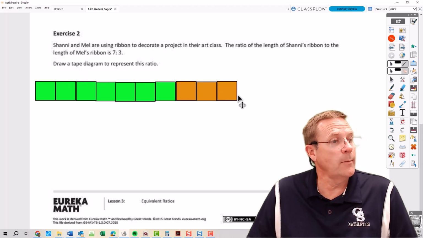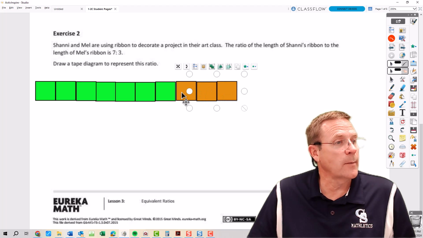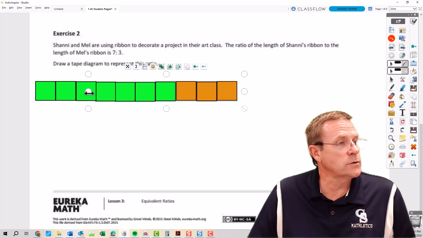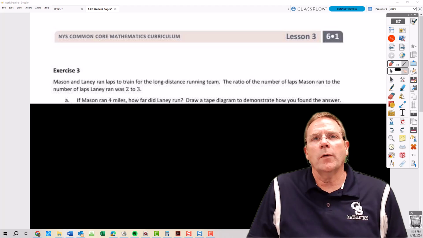So here's the tape diagram of it, and now I'm going to copy these because I'm going to need them here in just a minute as I answer the next question. Well, actually I was wrong. I did not need it. We're going on to a new problem.